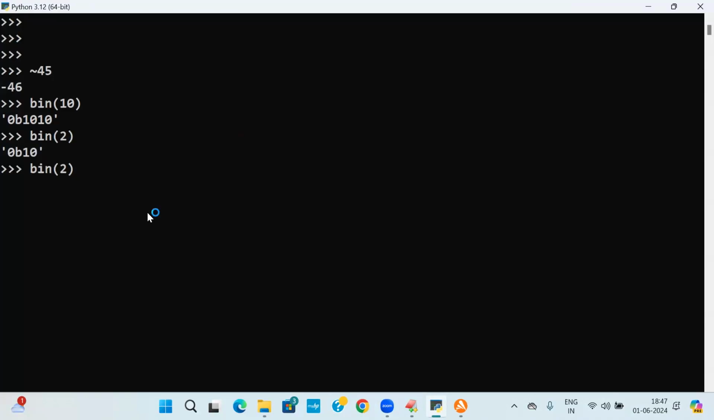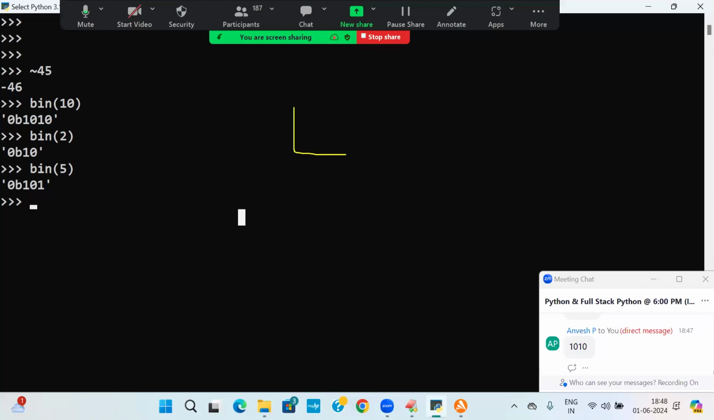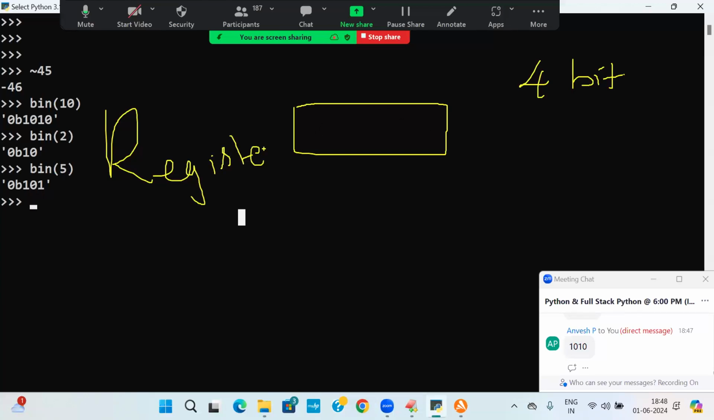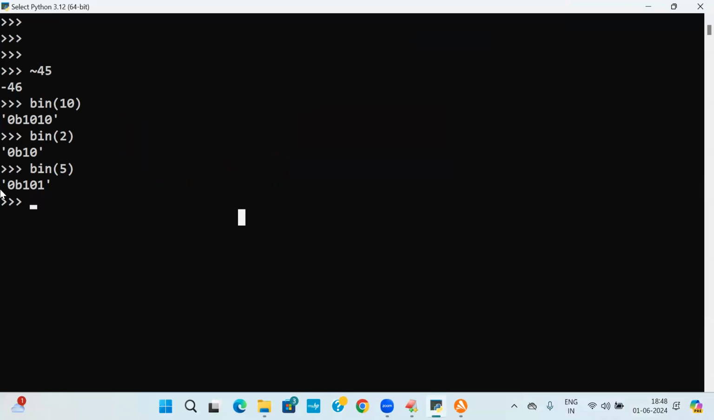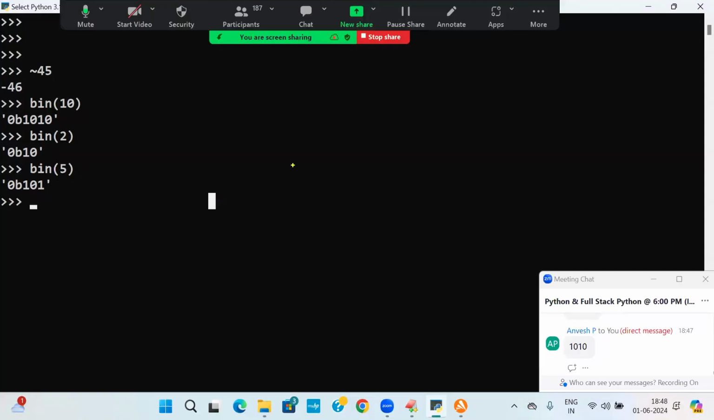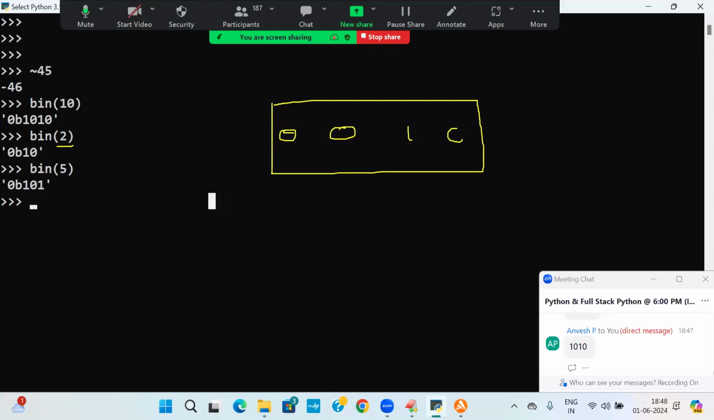Next, if I say bin of 5, it is going to give you something like 101. What I am saying is, when you take any number, it will come beginning in the form of a 4-bit pattern. I am explaining the bit pattern now, and indirectly I am telling the concept of register, which is most useful to you. When the number 10 is coming, 1010. When the number 2 is coming, 10. When the number 5 is coming, 101. Suppose 2 is given, you have to represent it as 0010.